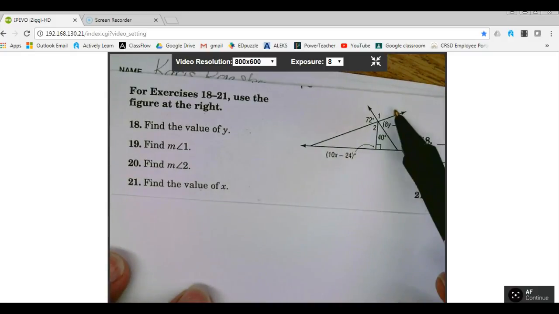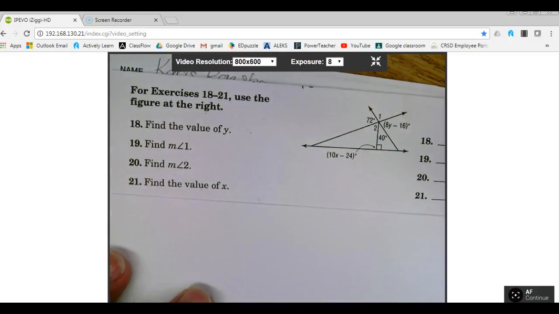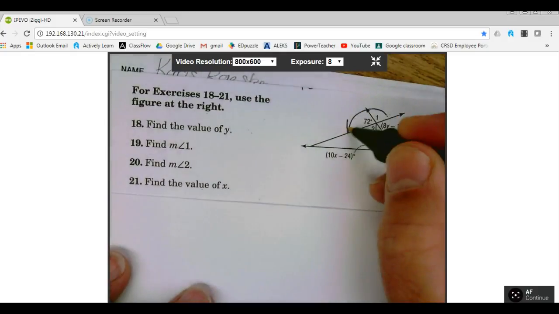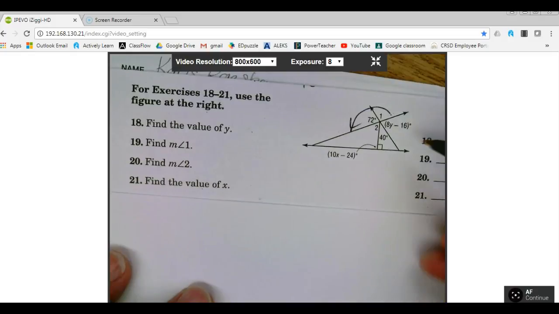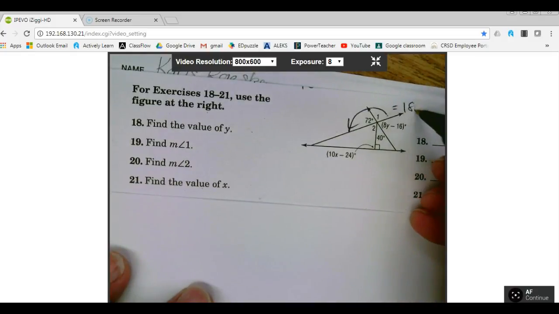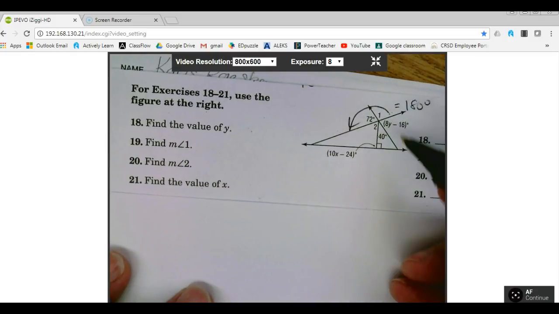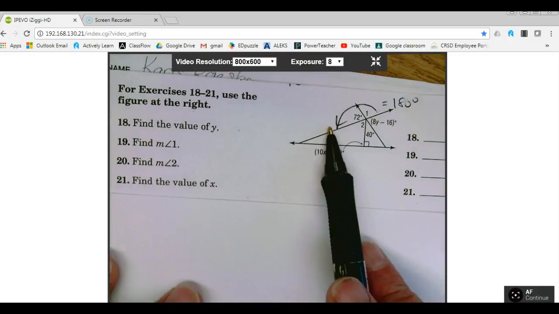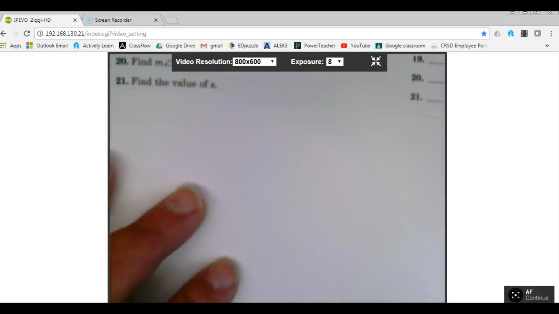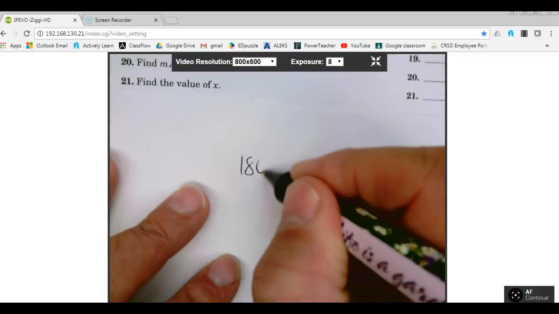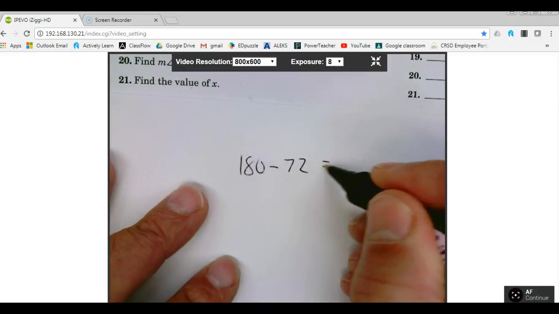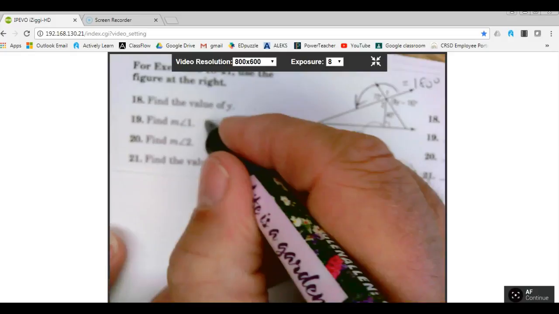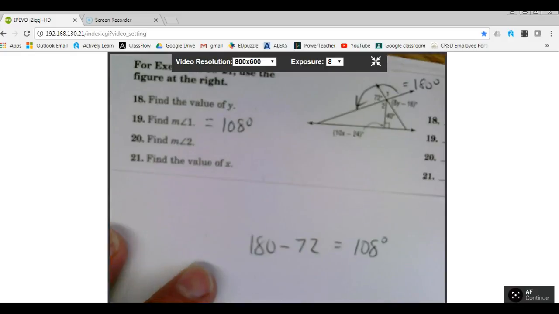Okay, so these are some angles that when you add them together would make a straight line, and that would make the whole thing equal to 180 degrees, right? So if we want to know the measure of angle 1, the total is going to be 180, so we would just take 180 minus 72. That's going to give us 108 degrees. So if we want to know this one, it's 108 degrees.